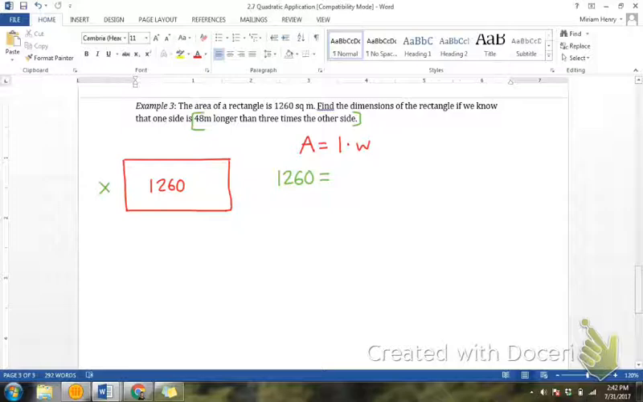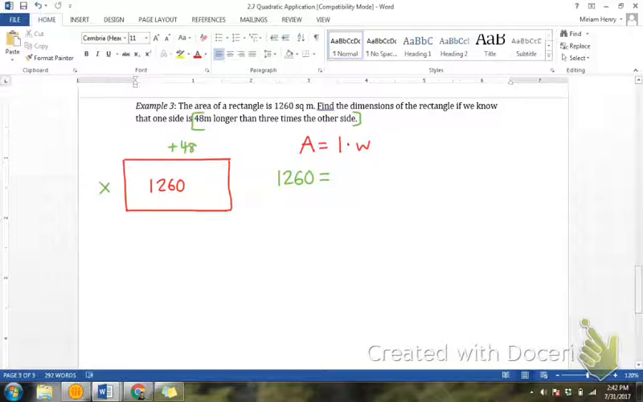Then it says this one is 48 meters longer. How could you write that? What are you doing if it's 48 meters longer? Are you subtracting 48? Are you going to add 48? Are you multiplying by 48? You're adding 48, right? Because if I'm 5 feet taller than you, you're going to add 5 feet onto your height. Okay, so 48, we're going to add 48 to something.